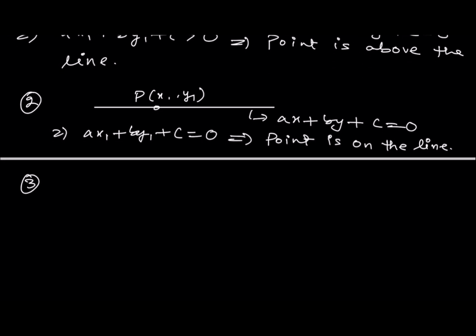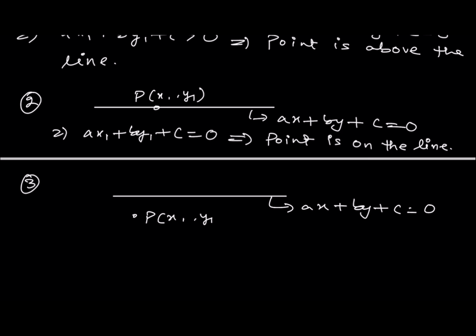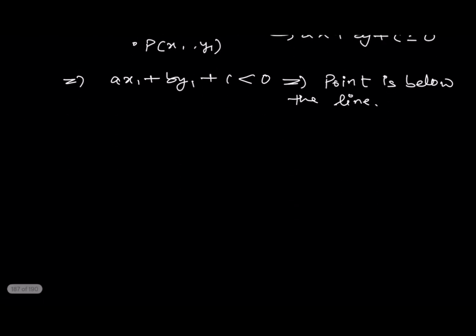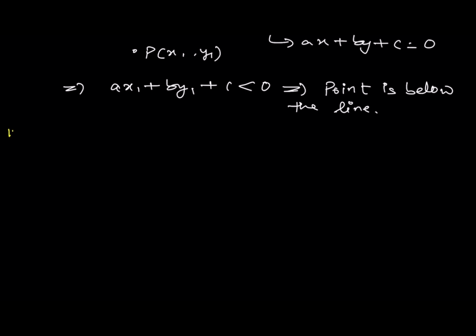And the third position is, if this point is lying below the line, then ax1 plus by1 plus c is less than 0. It means the point is below the line. Now we have discussed the position of a single point with respect to a line. Now we will also discuss the position of 2 points with respect to the same line.